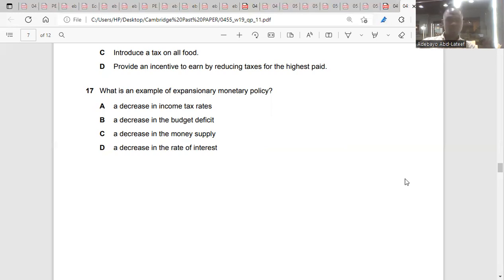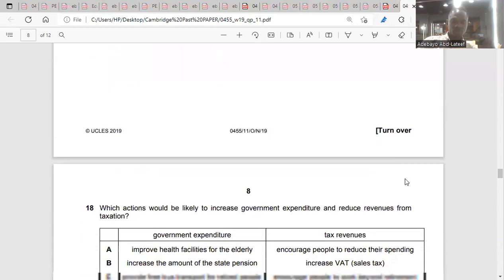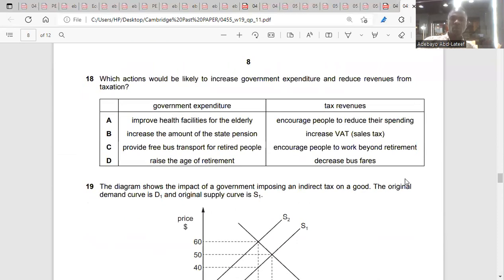Go to 18. Which action would be likely to increase government expenditure and reduce revenues from taxation? What will increase government expenditure? That means what will increase government spending?